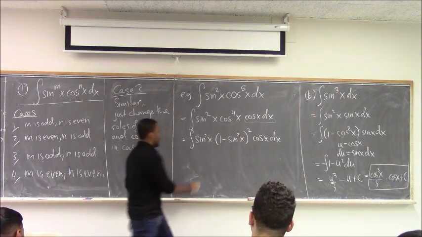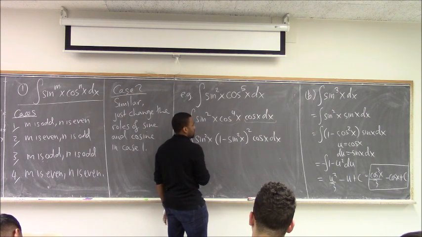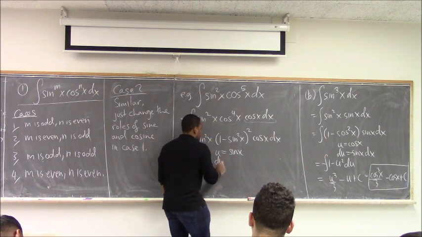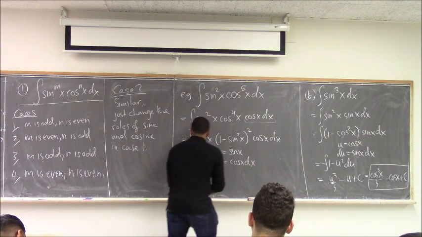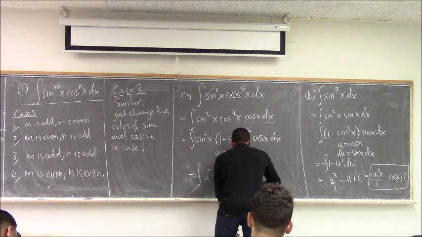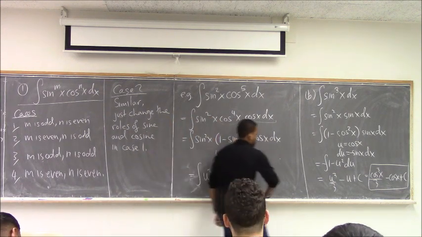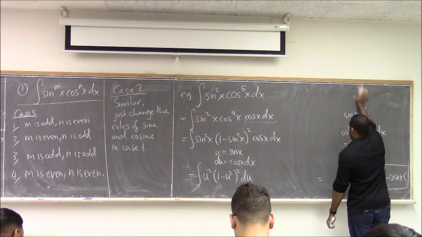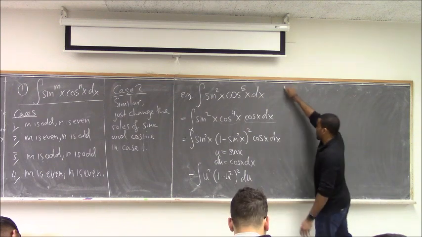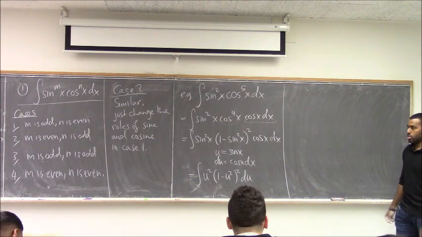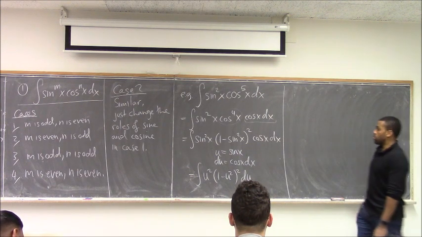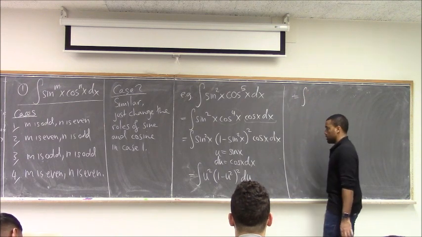So you have that. And of course, next step. u equals sine. Your du is going to be cosine of x dx. So this just becomes u squared minus u squared, squared, du. What do we do now? What would it look like?